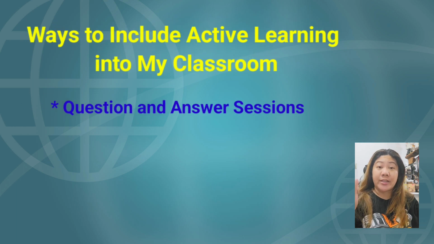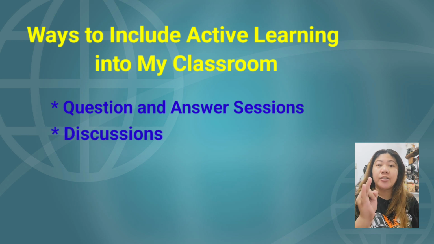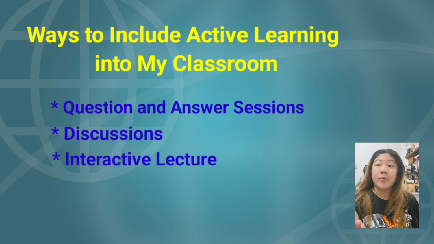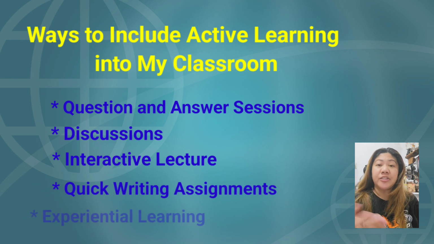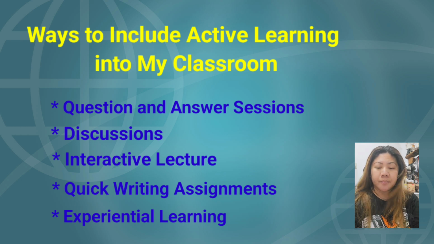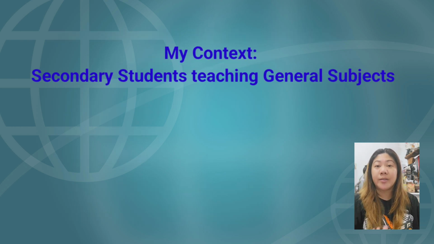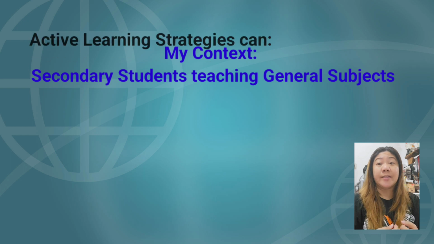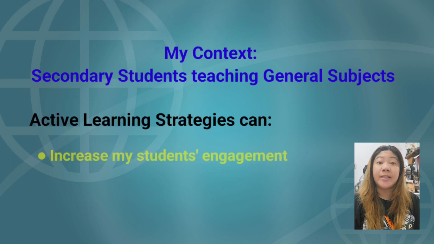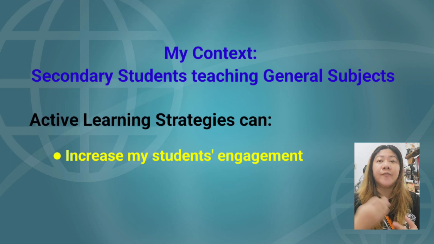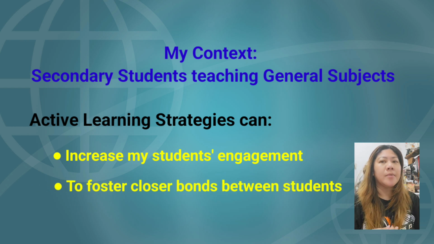This may include question and answer sessions, discussions, interactive lectures in which students respond to or ask questions during the lecture, quick writing assignments, and experiential learning. In my context of teaching secondary students, I can use active learning strategies to increase my students' engagement in the learning process and to foster closer bonds between them. It is very important to keep in mind that active learning takes place both inside and outside of the classroom.